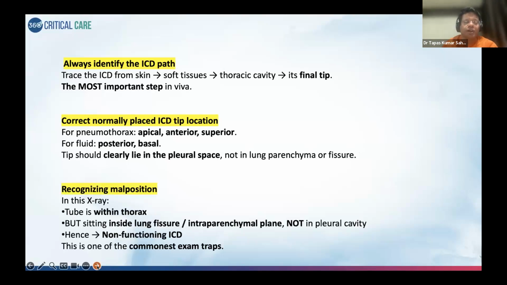Clear? Now, recognizing malposition in this X-ray, the previous X-ray that I have shown, tube is within the thorax, but sitting inside the lung fissure, intraparenchymal plane, not in the pleural cavity. Hence, we can conclude that this ICD is not functioning properly, and this is one of the commonest exam traps. And somebody has also answered correctly, trapped lung.